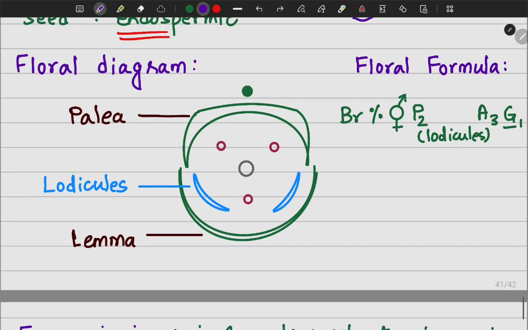Now let us see the floral formula. The flower is bracteate, mostly zygomorphic, bisexual. We write perianth reduced to two scales which are called lodicules like this, P2, and in the bracket lodicules. Then androecium has three stamens, ovary is superior and monocarpellary. Alright, so this completes the floral formula.